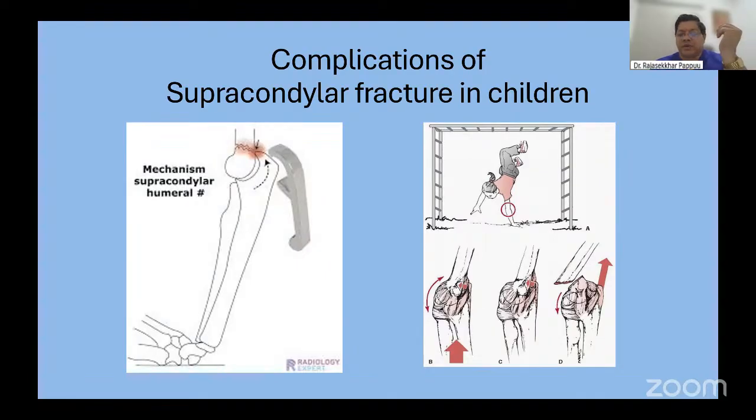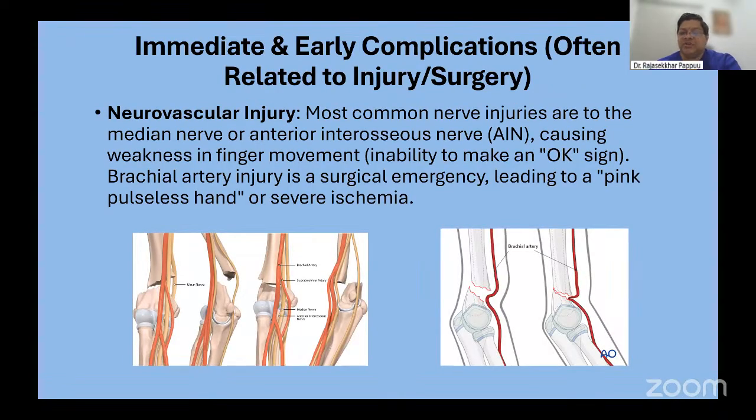When it comes to the classification, there are 1, 2, 3, 4 types of supracondylar fractures. Most common complications we see in type 4, where there is highest displacement of the fracture. So complications can be divided into two types. One is immediate and early complications, often related to the injury. First and foremost is the neurovascular injury.